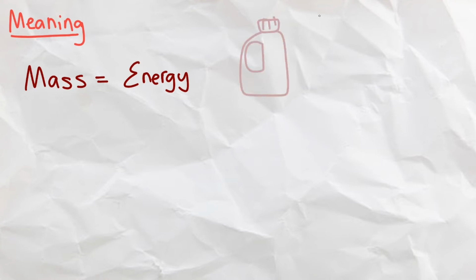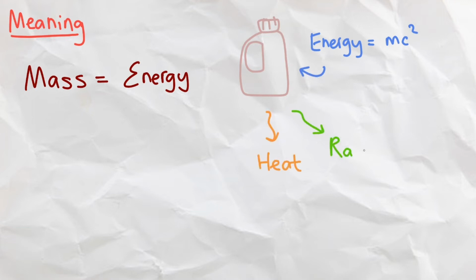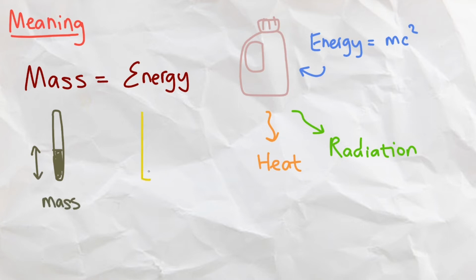To put it simply, mass and energy are the same thing, and every body of mass contains an amount of energy as calculated by mass times c squared. This energy at rest is available to be converted into other forms of energy, such as heat and radiation. And if you were to change the mass of an object, that object's energy could change as well, and vice versa.